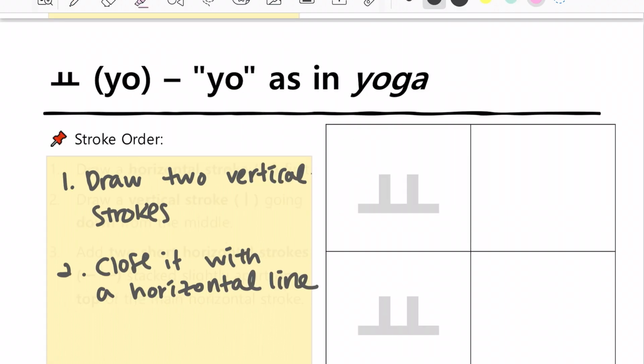Now let's move on to Yo. Yo as in yoga. The stroke order is a little similar. So let's draw two vertical strokes first, and then close it with a horizontal line. As you might remember, let's start with a left side vertical stroke, and then move on to the right one, and then finally close it with a horizontal line.